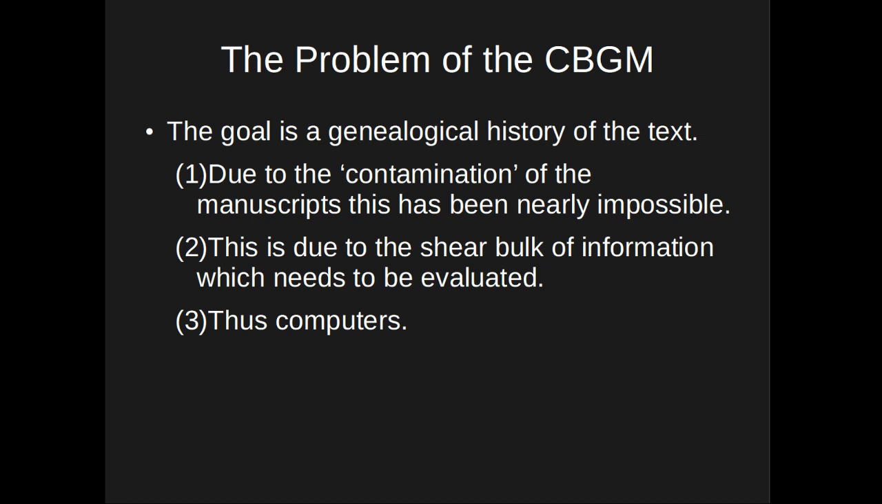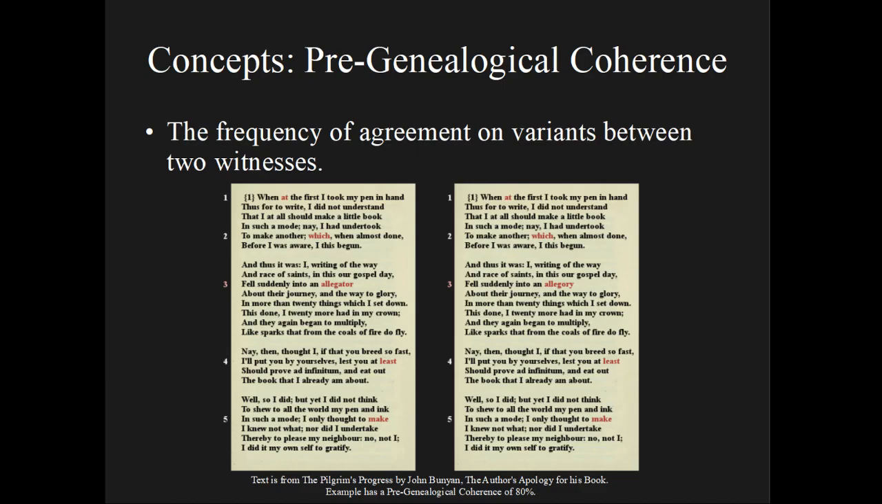The computer can help you to find where the contamination is in the manuscript, so that you can put it into a proper genealogical relationship with its close relatives. And so with that, I'd like to go through and explain the different concepts of what this system is. So we'll just go ahead with that.